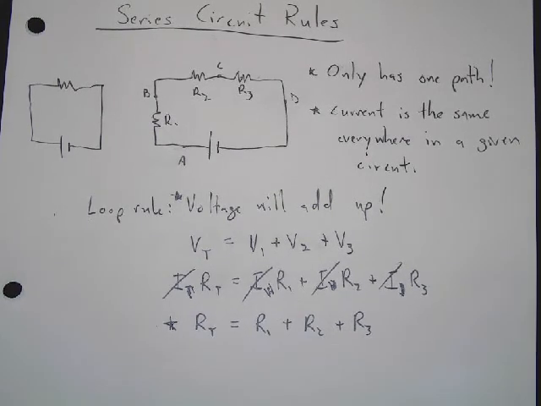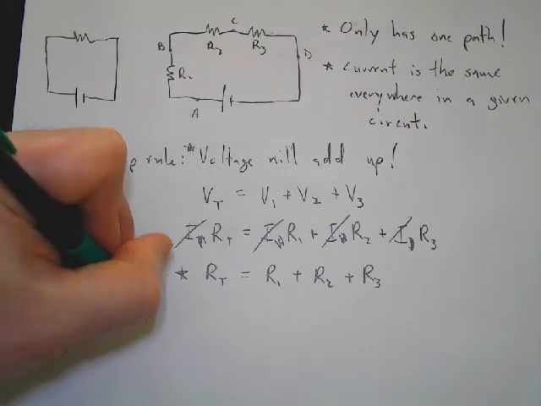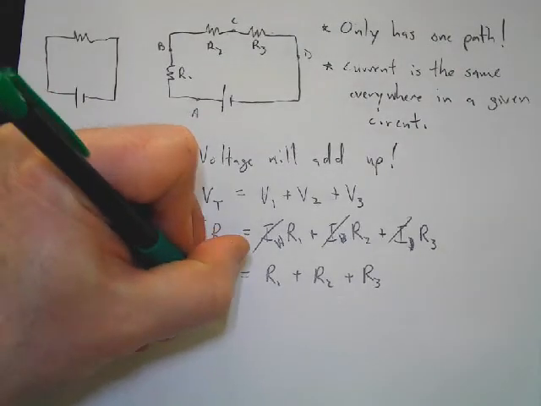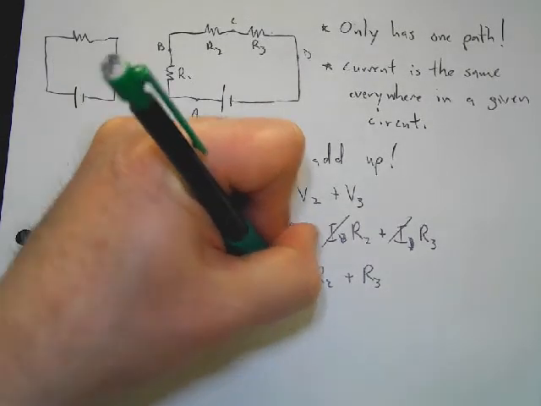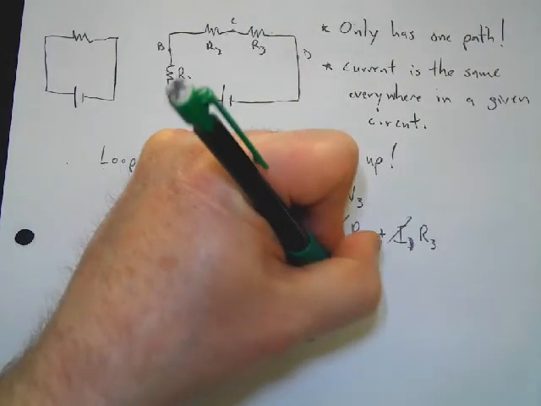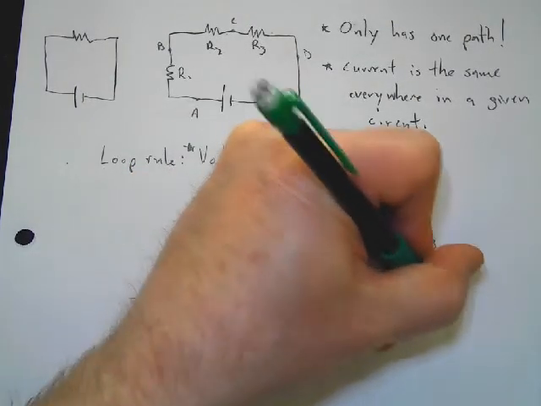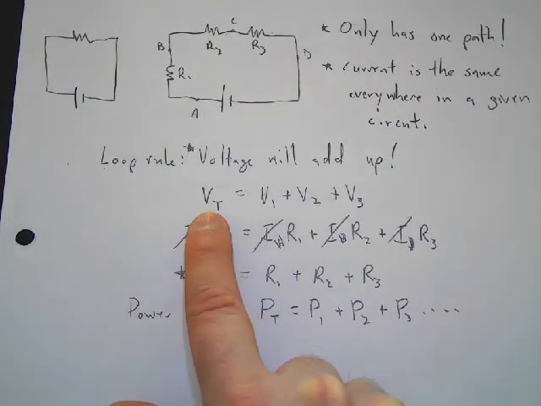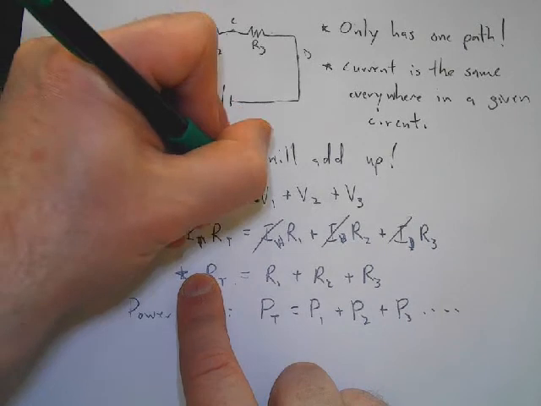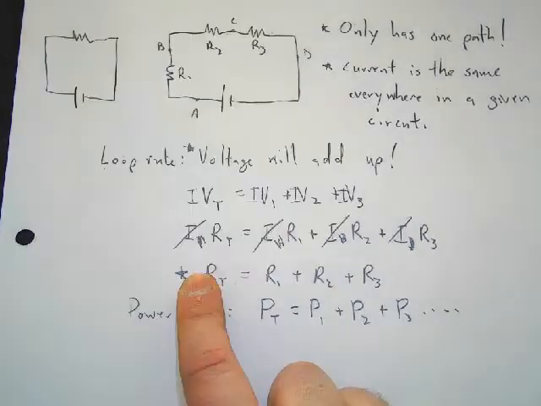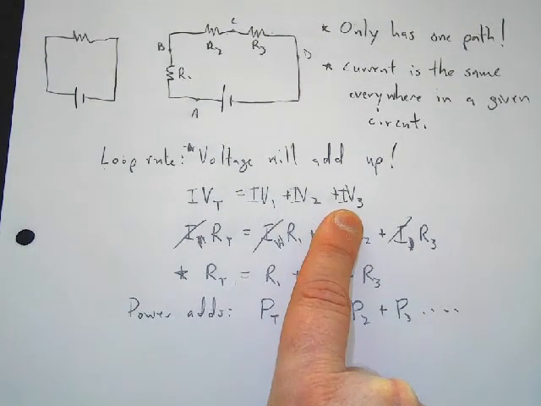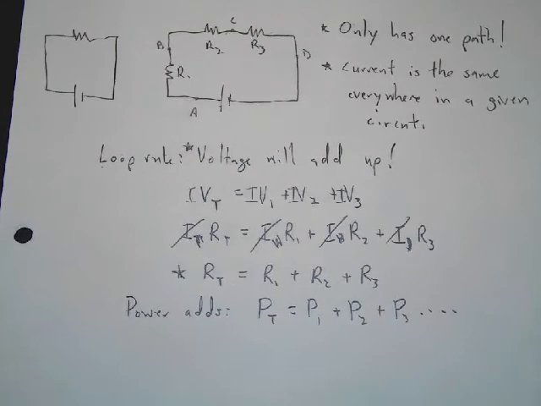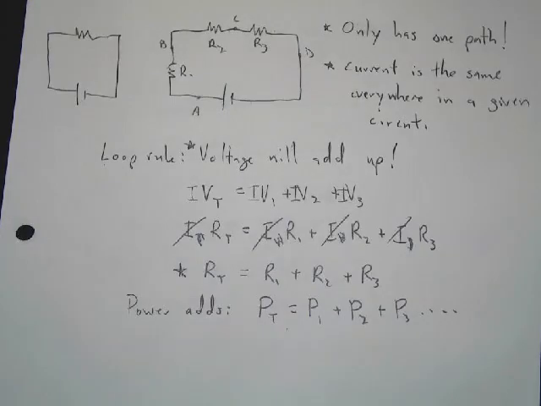And then power is going to add up, but power will always add up. So the total power equals the power for 1 plus power for 2 plus power for 3, and so on. Which should make sense because if I multiply voltage times I, I get power. Do you see power, power, power, power? Which means it has to add up. Those are the basic rules for series circuits.